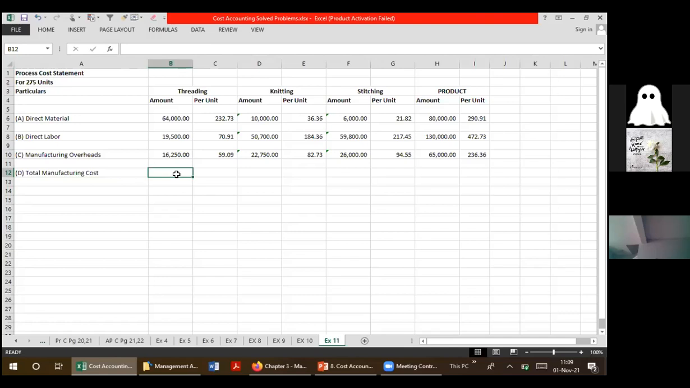Okay, so now total manufacturing costs. For the product, we already have it. That is 275,000. 275,000 is the total manufacturing cost for the product. Per unit cost for the product will add up to 1,000, and it should. So 1,000 cost per unit.